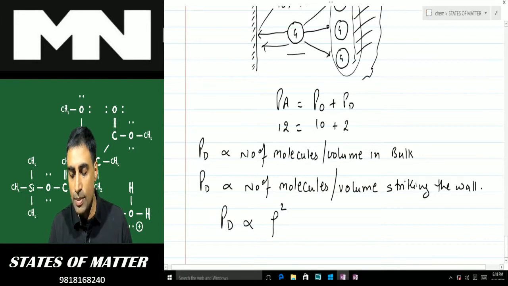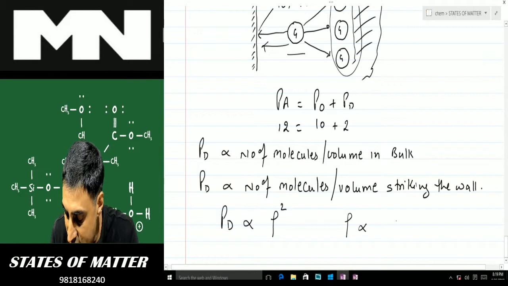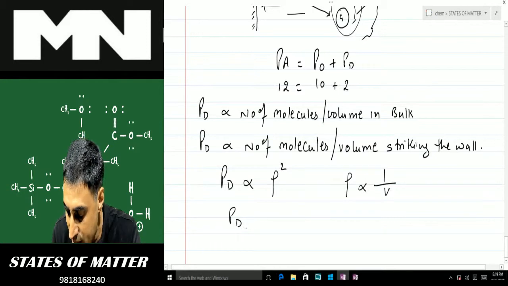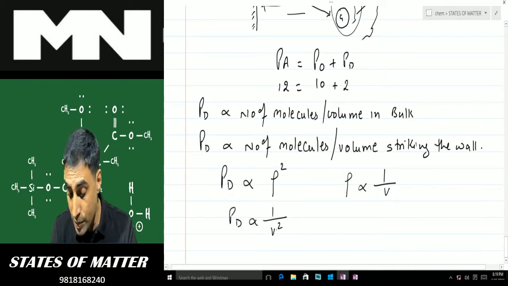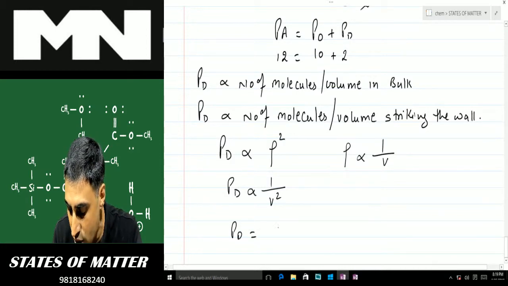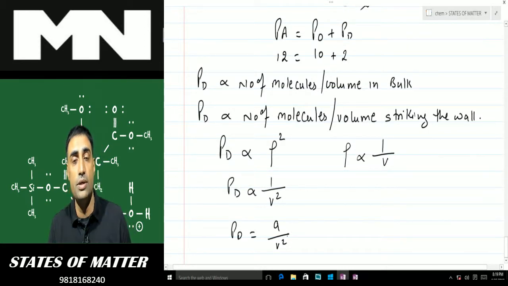The first one is density, the number of molecules per unit volume in the bulk. The second one again is density, that is the number of molecules per unit volume striking the wall of the container. That means the decreased pressure is directly proportional to the square of density. We know that density is inversely proportional to volume. So in this case, I can write decreased pressure is inversely proportional to the square of volume. To remove proportionality, I will add a constant. So I can write decreased pressure is equal to A upon V square, where A is a constant for a gas and it has a different value for different gases.